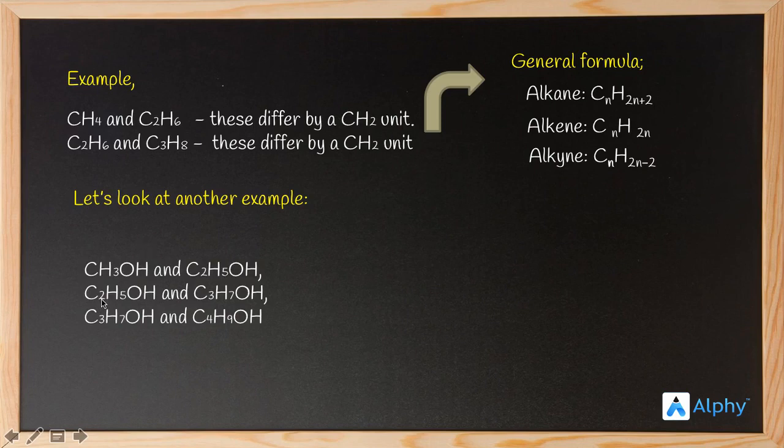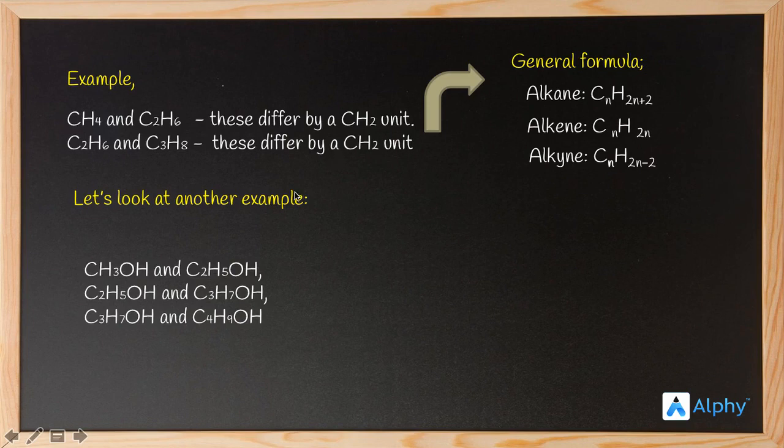The same here: two carbons and three carbons, one carbon difference, and five hydrogens and seven hydrogens, two hydrogen difference, which is again a CH2 unit difference. In this last example, it is three carbons and four carbons, one carbon difference, and seven hydrogens and nine hydrogens, two hydrogen difference. Again, they are differing by a CH2 unit.